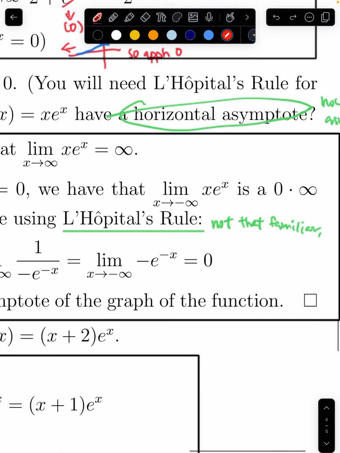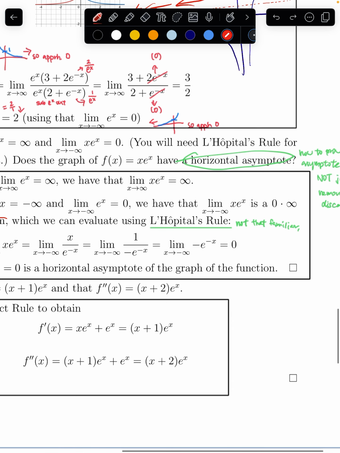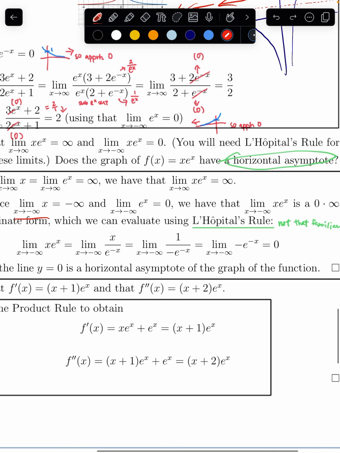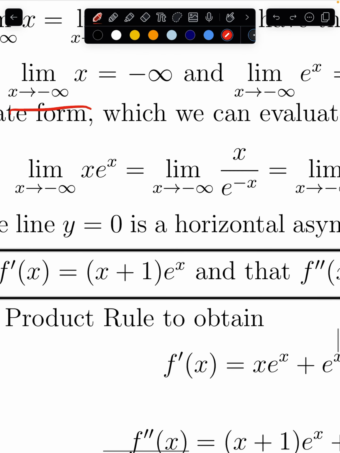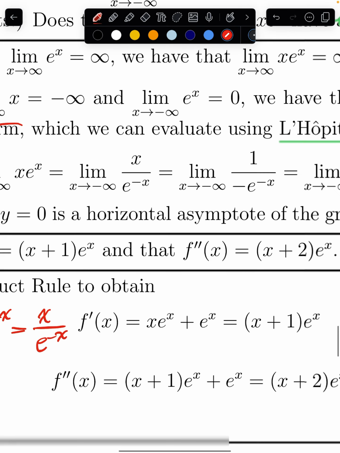You also had a small note here saying not that familiar with L'Hopital's rule. I'm not familiar with how to pronounce it, but essentially it's just saying that a limit of a function is the same as if you differentiate the top and the bottom. So in this case, they change the form. So they say x is the same as x divided by e to the negative x, which is true. And then they differentiate the top and the bottom.